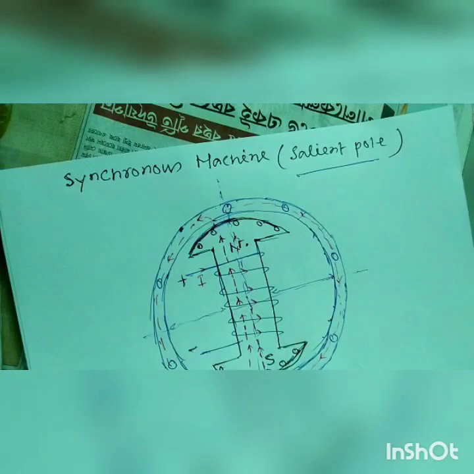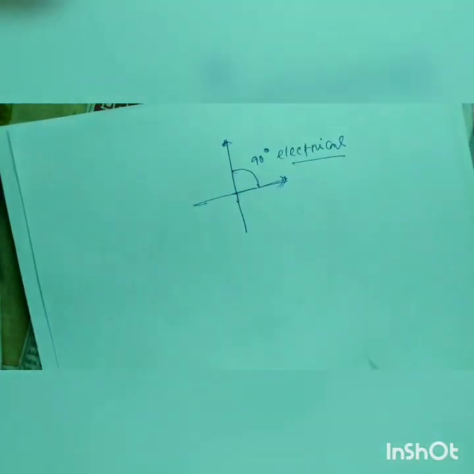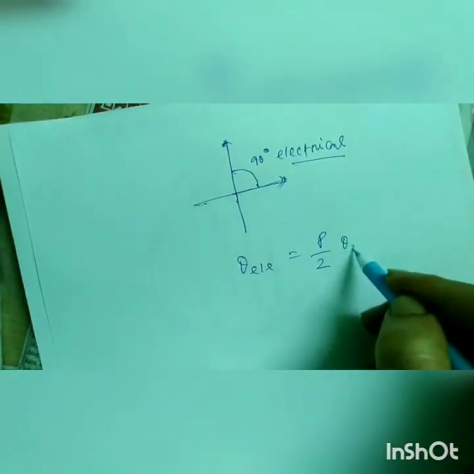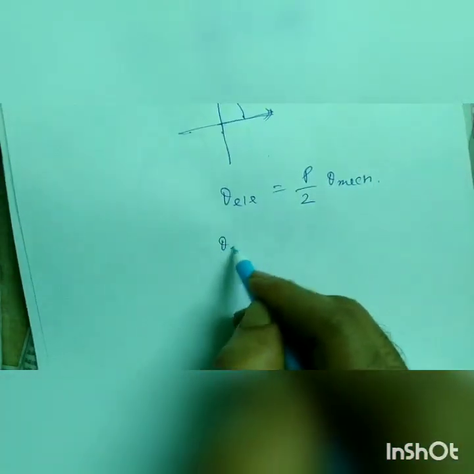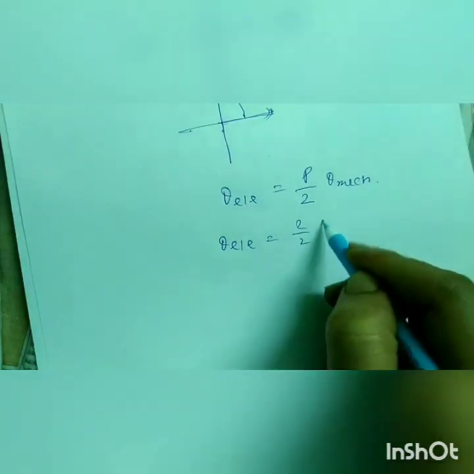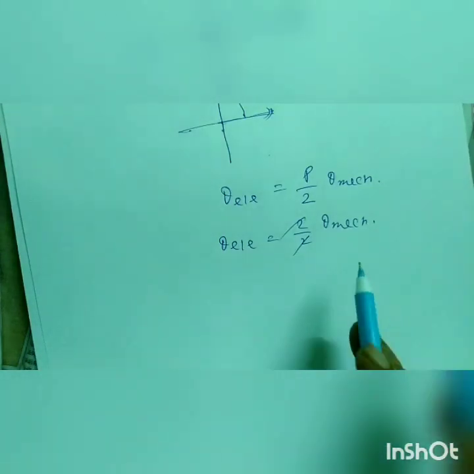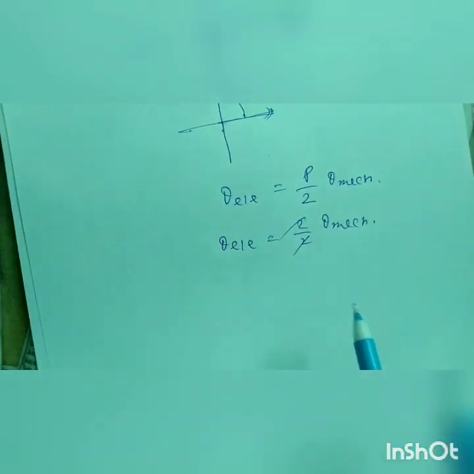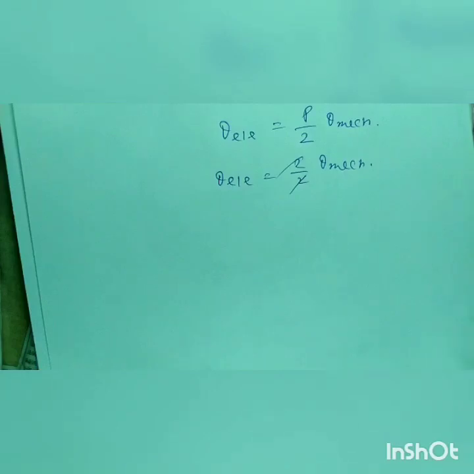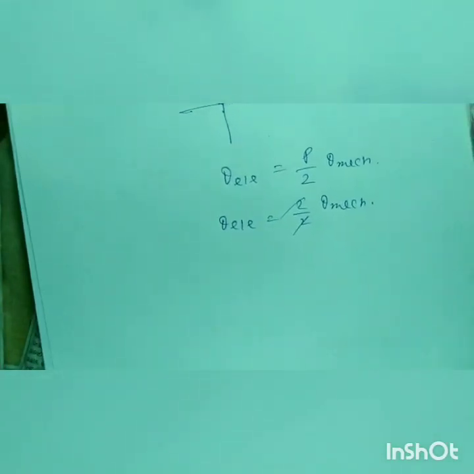Because for a two pole machine, theta electrical is P by 2 times theta mechanical. So for a two pole machine, theta electrical is equal to 2 by 2 theta mechanical. The 2s cancel out and we get theta electrical equal to theta mechanical. It's okay, there is no problem. But in the case of 4 pole, 6 pole or 8 pole machines, you will face some problem if you don't know the actual concept.